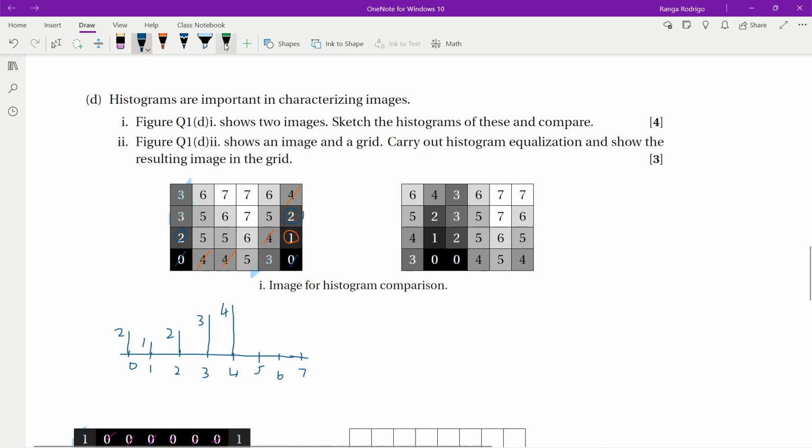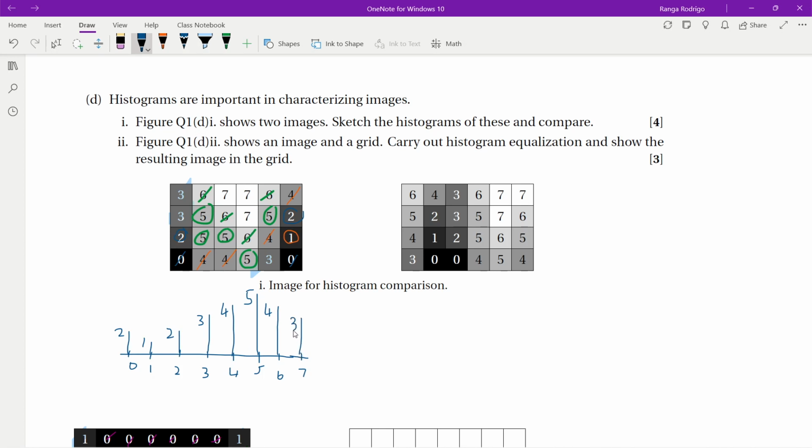With intensity 5 we have 1, 2, 3, 4, 5. With intensity 6 we have 1, 2, 3, 4. With intensity 7 you can see there are 3.